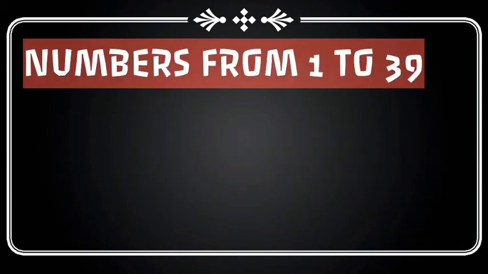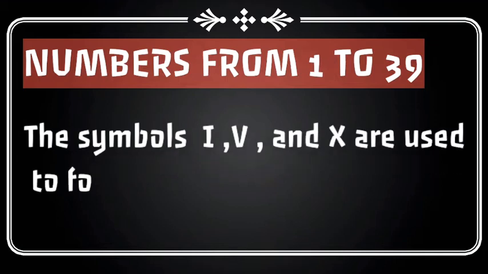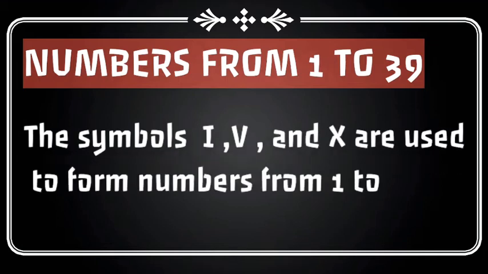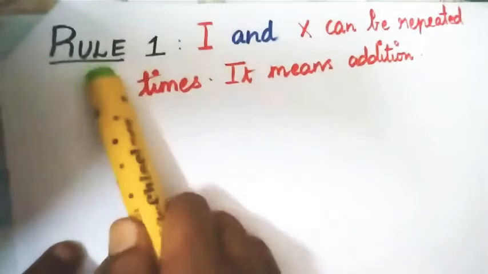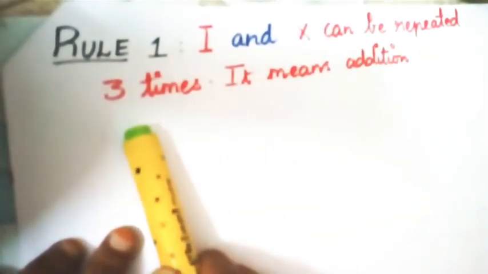Let us learn how to write the numbers from 1 to 39 in Roman numbers. The symbols I, V and X are used to form numbers from 1 to 39. Let us see what are the rules to be followed to form these numbers. Rule number 1. I and X can be repeated 3 times.